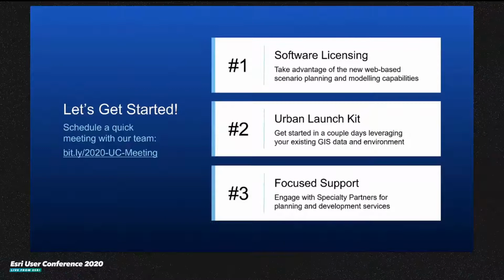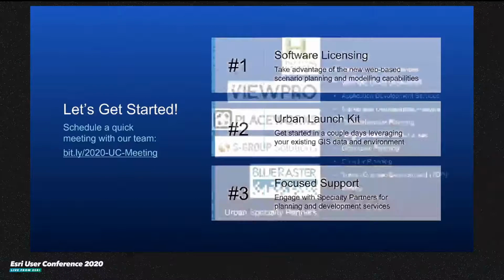Generally, there are 3 steps to get started. First, being software licensing. This application is an extension to ArcGIS Online, which many of you will already have access to. Second, Esri provides an Urban launch kit, which is a great way to get deployed with your own data in your own environment. Our professional services team here at Esri has experience deploying cities around the world. And finally, third, we are working with a few select specialty partners that not only provide Urban launch kit services, but also bring planning and development services to the table as well.